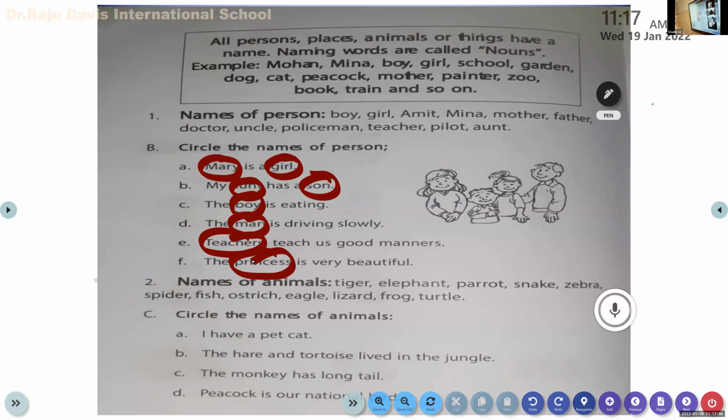Now let's move on to the next exercise. That is names of animals. We have to identify the names of animals in the given exercise. So let's start with Kevin. Come on, Kevin. Do the first one for me. I have a pet cat. Yes. Come on, identify the name of the animal there. Cat. Very good, Kevin.